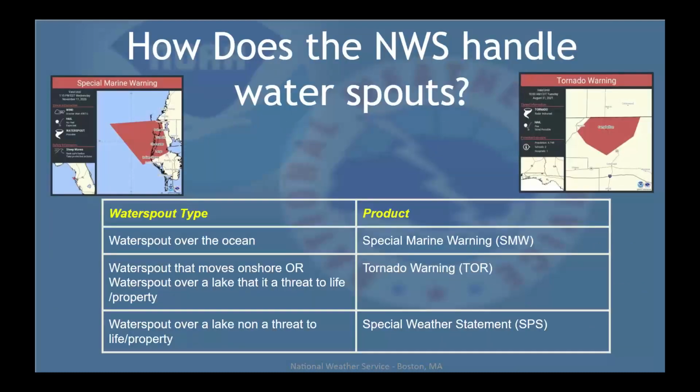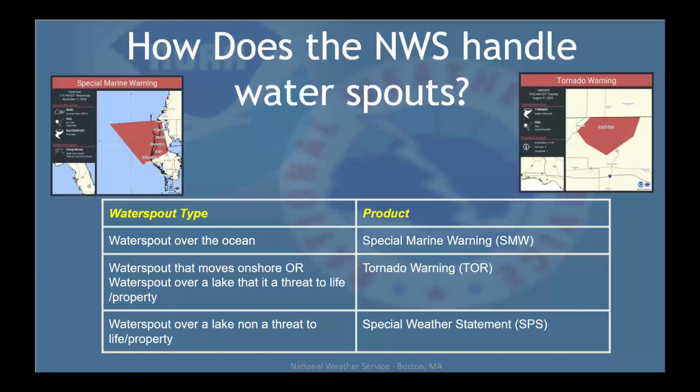So speaking of us watching those, how does the Weather Service handle waterspouts and putting out warnings for waterspouts? It depends on the situation. It could be a little confusing, but I'll try to explain it here. It depends on the type of waterspout. If it is a waterspout over the ocean, no matter what kind it is, we don't delineate fair weather versus tornadic. If we do see it rotating on radar, we'll put something out.